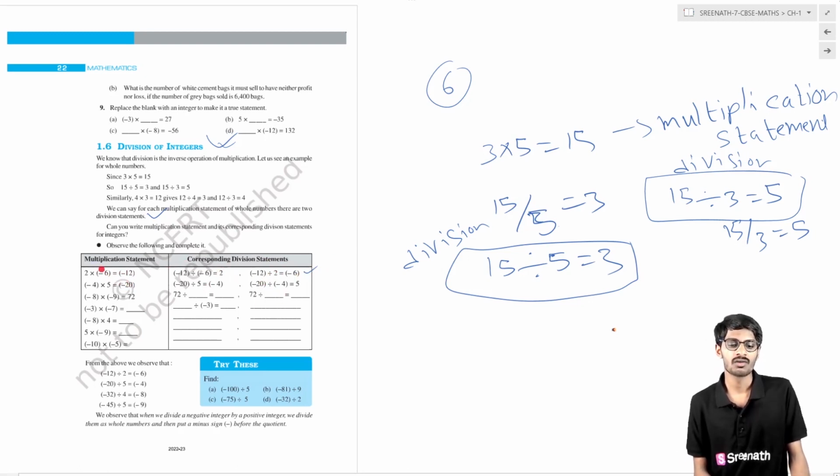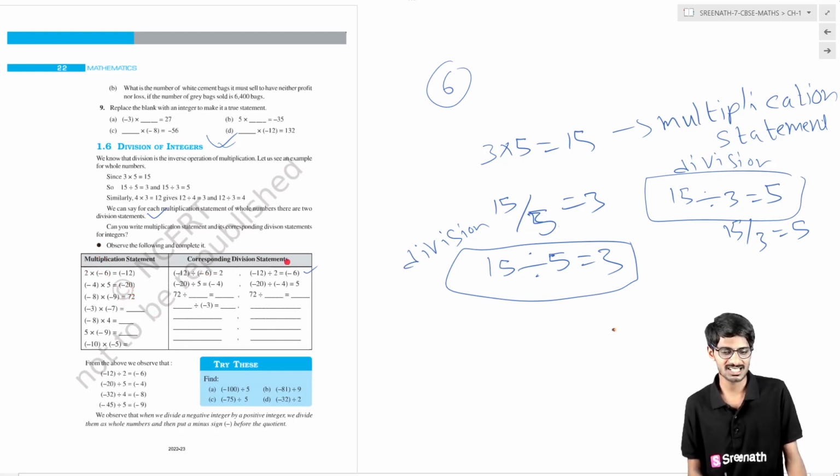In the first case, we take one integer or one number on the left side onto the right side to divide, and in the second case we take the remaining one to the right side in the denominator to get divided. In this way, you will get 2 division statements.